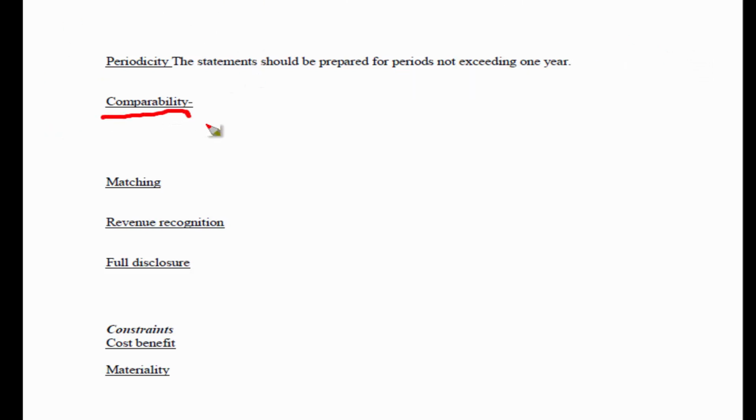Comparability requires the companies to make sure that their statements can be comparable to the previous year's and hopefully other companies' financial statements. We do this by showing our results as they are compared to last year's results, and also by not changing account names or accounting policies from year to year.